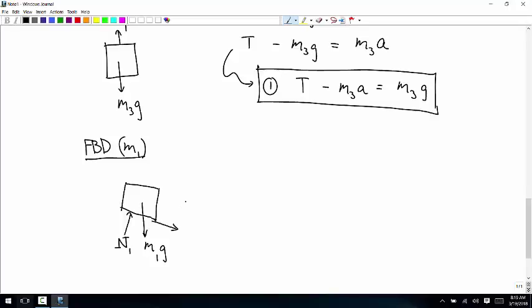And so the friction force here is mu times N1. Then we have the tension, the same as the other tension. And then we have this other force, which is the spring constant times delta L.